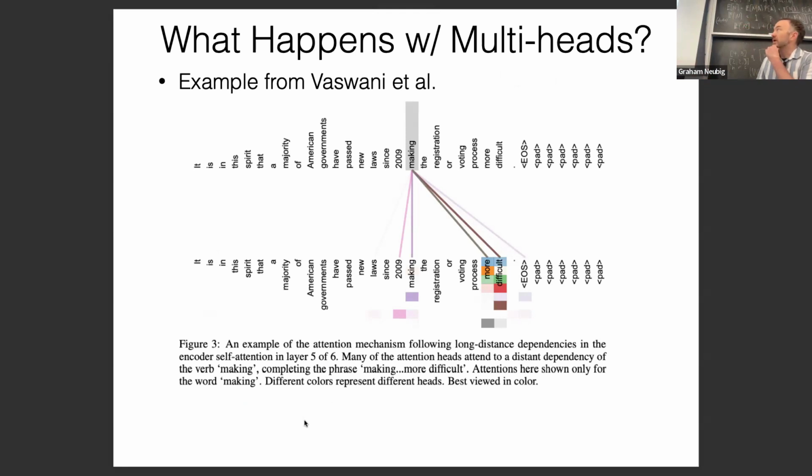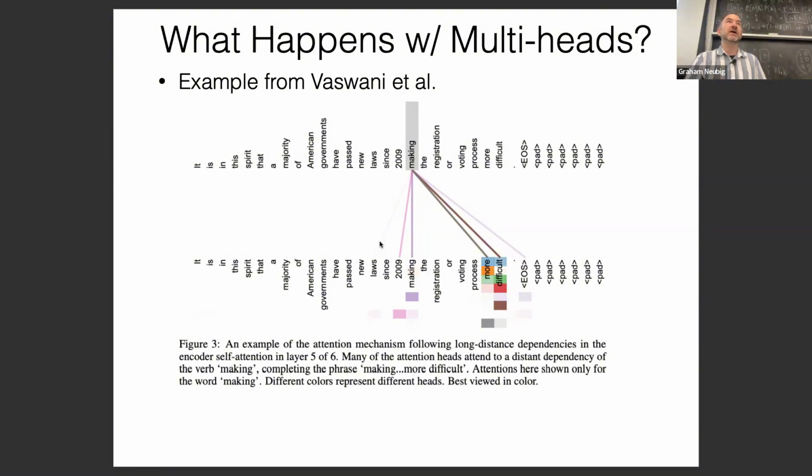Okay, so if we look at what happens when we do multi-head attention, this is an example from the original attention paper, and it's looking at cross attention. No, sorry, this is looking at self attention. And so it's calculating the representation for the word making. And making is also one of those tricky verbs, right? Where how you would translate it really depends on the surrounding context.